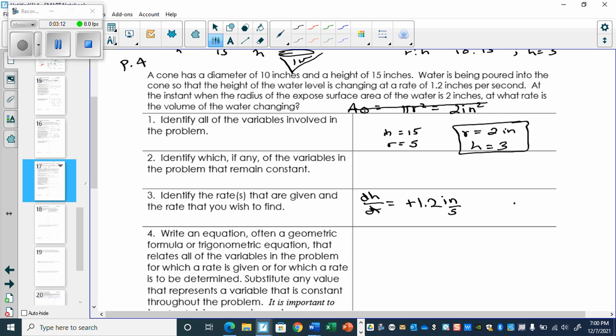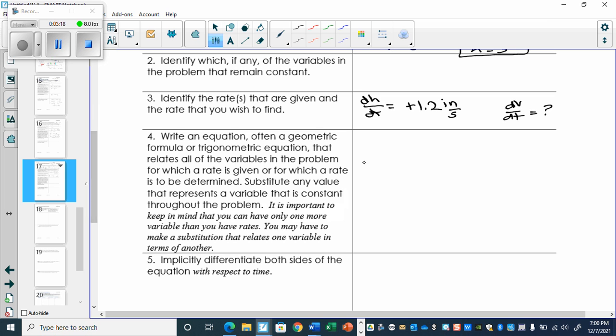What is dV/dt? So let's look at this equation. So the volume of a cone is 1/3 pi r squared h. So I have two things going on here. So when I implicitly differentiate, when I go to work to get dV/dt, I'm going to have to write this in terms of the product rule.